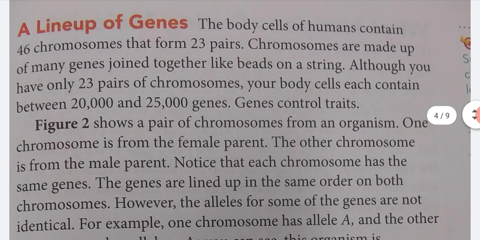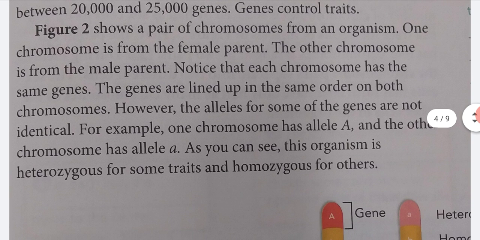A lineup of genes. The body cells of humans contain 46 chromosomes that form 23 pairs. Chromosomes are made up of many genes joined together like beads on a string. Although you have only 23 pairs of chromosomes, your body cells each contain between 20,000 and 25,000 genes. Genes control traits.